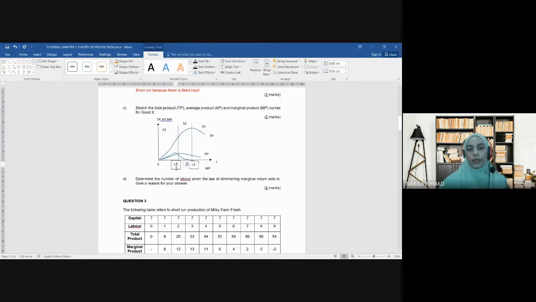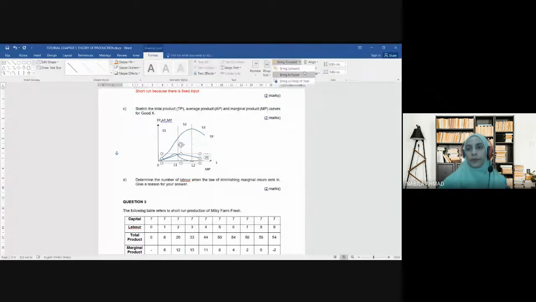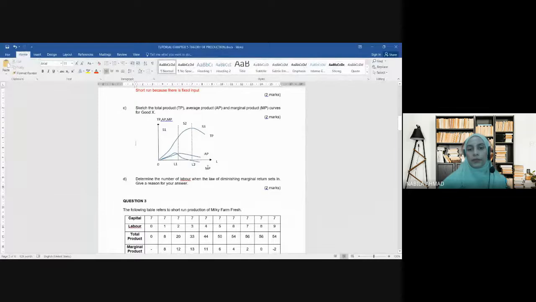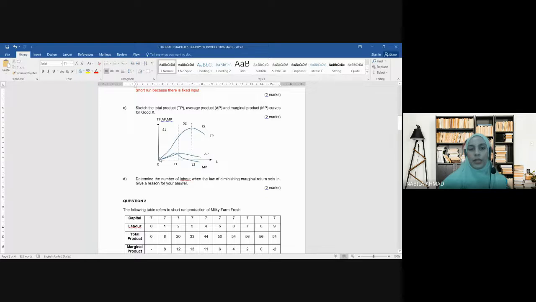Okay, so kita kata, so this is labor, kita label je labor macam ni, tak ada masalah. Okay. Right. Okay, so this is the total product, this is the marginal product and this is the average product. Right? Jadi sketch macam ni and then kita tandalah stage 1, stage 2, stage 3. So dah dapat markah lah, 2 markah. Dia suruh awak sketch. Tak perlu letak apa-apa number di sini. Boleh faham?